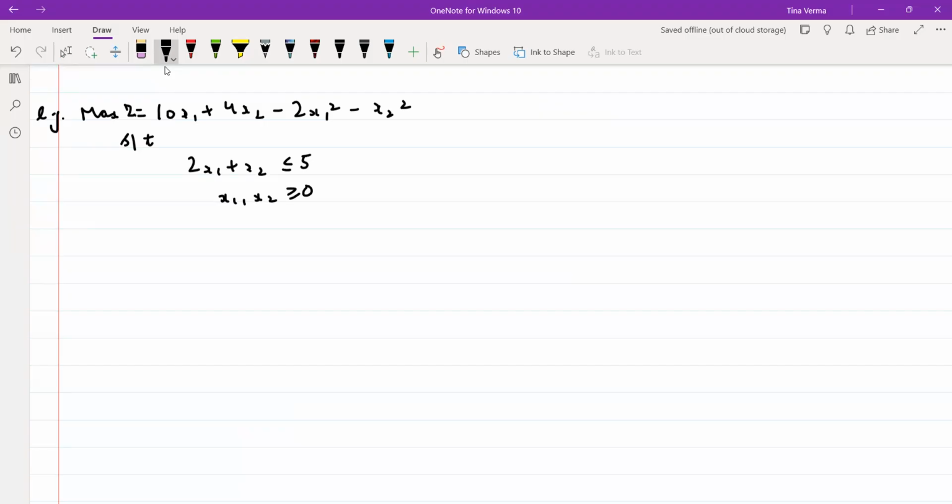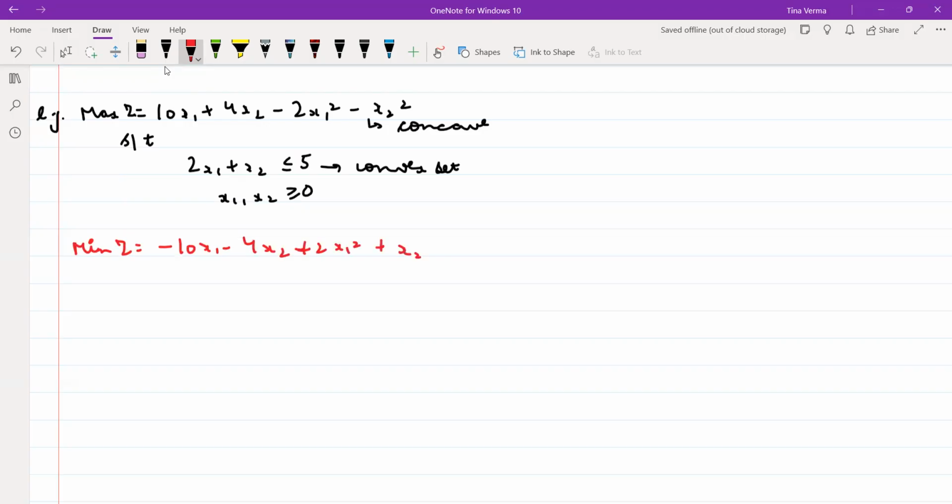So for applying your KKT conditions, the first thing is that this is convex. Yes, this is my convex set. And you can also check that this function will be your concave function. So applying convexity, you can convert it into minimization of z, that will be minus 10x1 minus 4x2 plus 2x1 square plus x2 square. The constraint here will become 2x1 plus x2 minus 5 less than or equal to 0, x1 and x2 greater than or equal to 0.